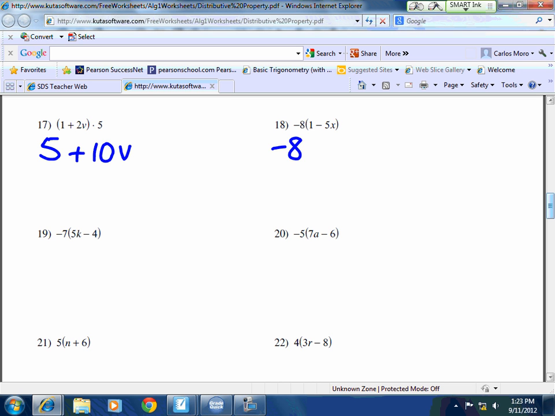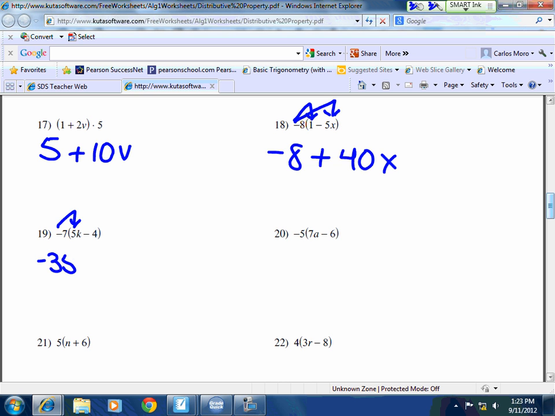Guys, let's go over this again. What's negative 8 times a positive 1? Negative 8. What is negative 8 times a negative 5x? Plus 40x. Not this plus, minus, minus, plus, plus, minus. No. It's either going to be a negative or a positive. And that's it, my man. Does that make sense, sir? Thank you, sir. Next.